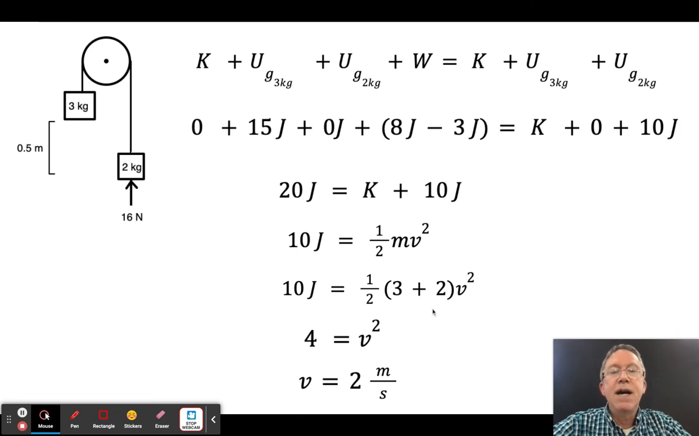So v squared, I'm going to multiply by 2. That's 20 divided by 5. That's 4. Take the square root, 2 meters per second. All right. I think that's it.